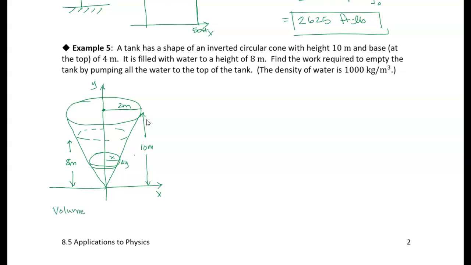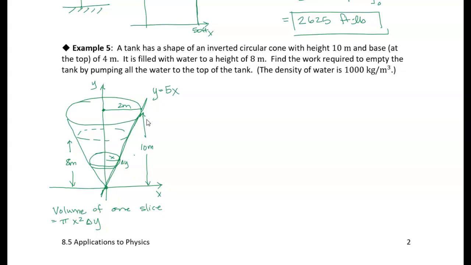The volume, we're going to take a look at one slice. So the volume of one slice is just going to be the cross-sectional area, which is pi x squared delta y. Now we're going to integrate it in the y direction, so we really don't want to have x. We would rather have an expression in terms of y. So let's take a look at the line that defines the boundary of the cone. Rise over run, so 10 over 2. So this has a slope of 5, and the y-intercept is 0 down here. So this is the line y equals 5x.